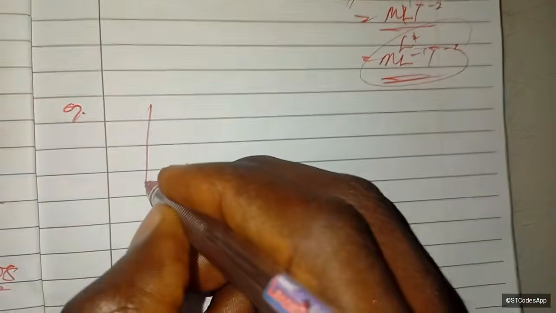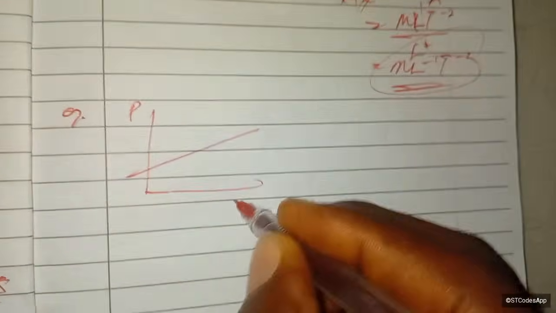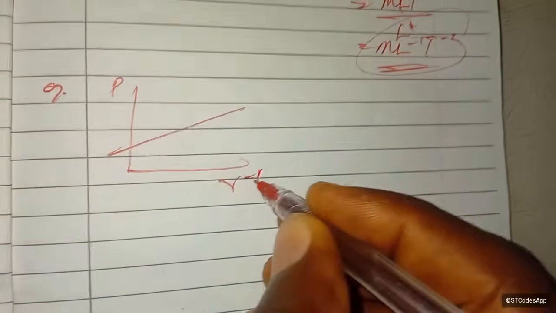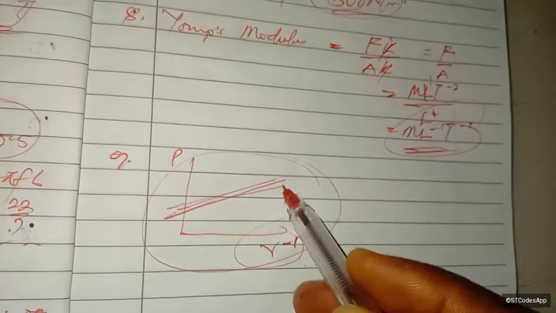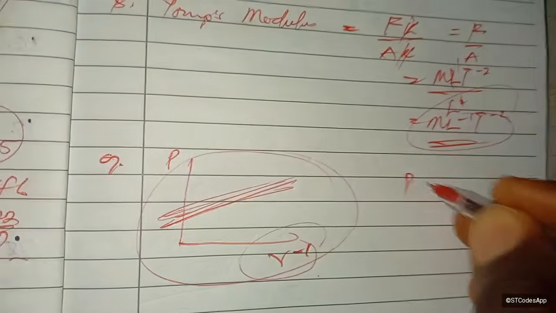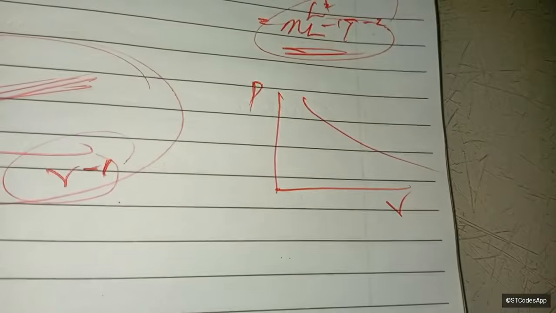Now for Boyle's law, the answer was this. Which one illustrates Boyle's law? Pressure and V inverse is here. Don't forget, it's V inverse that is being plotted against, so it will look like this. In case they change the question though, P plotted against V looks like this. The graph looks like this.